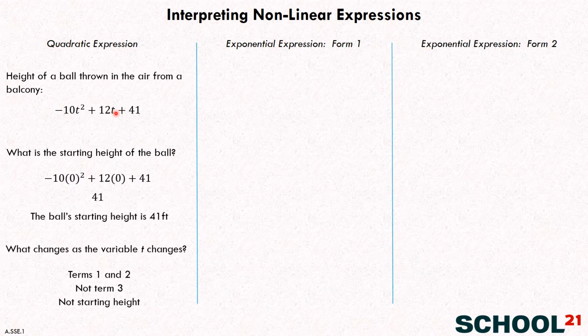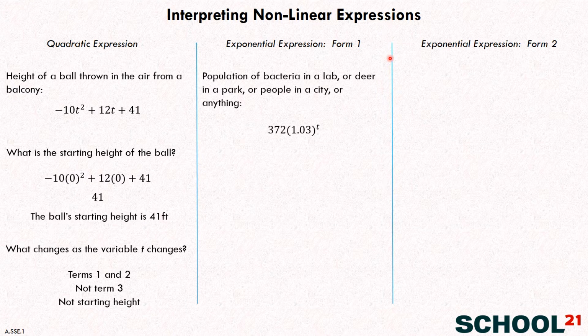Okay, so that's a quadratic expression. Let's move over to exponential expressions. We're going to look at two forms here. So the population, and I'll just pause right there. Populations are often described by exponential expressions, like what we're going to look at here, okay? That's just how nature works, that things grow or shrink when you're talking about the population of something through an exponential expression often.